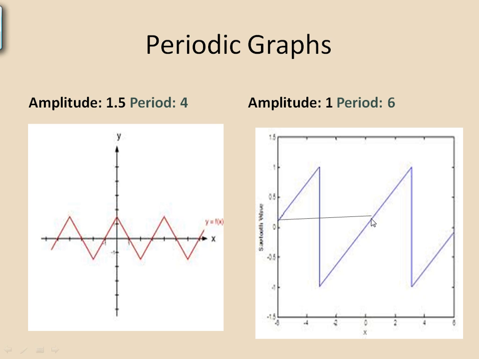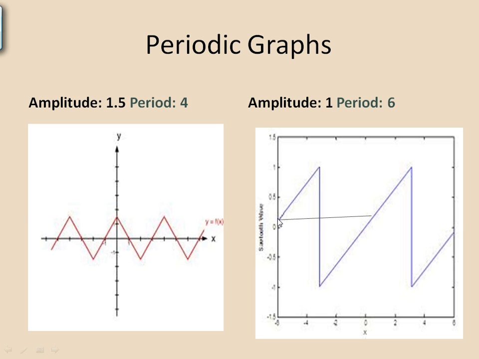If you look at the graph on the right, I've inserted this horizontal line here to help us calculate the period, but let's start with the amplitude. Notice here that the highest point happens at a unit of 1, and the lowest point happens at a unit of negative 1. So if we do 1 minus negative 1, that gives us 2, and if we divide that in half, that gives us an amplitude of 1.